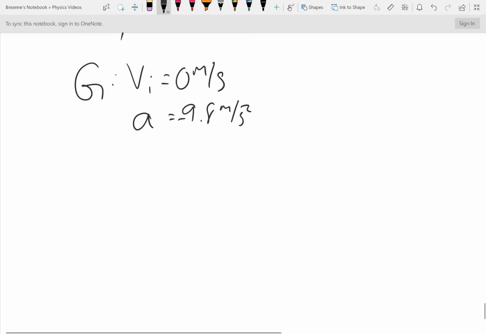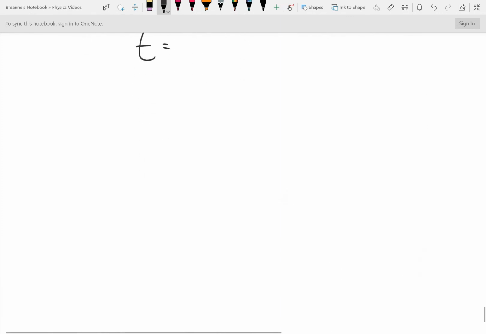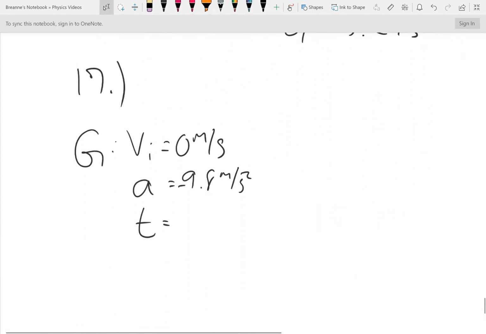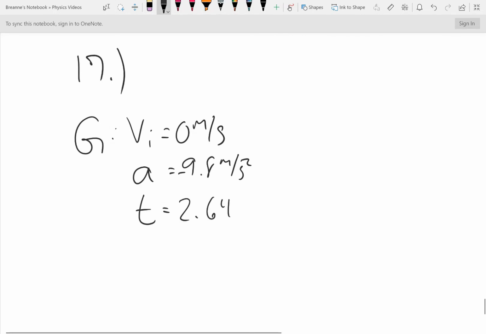We're on Earth, so gravity stays constant, which is 9.8. We have the time it took to fall. Well, only half of it. Our time was 2.64 seconds. And we need our delta x.